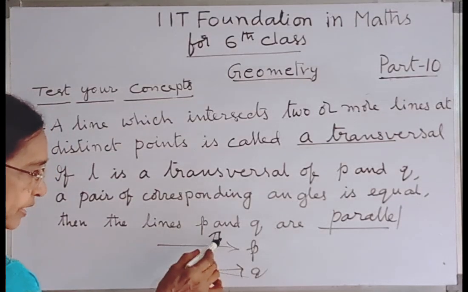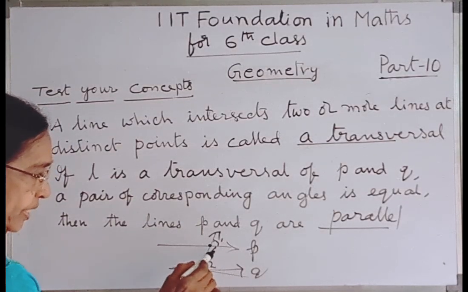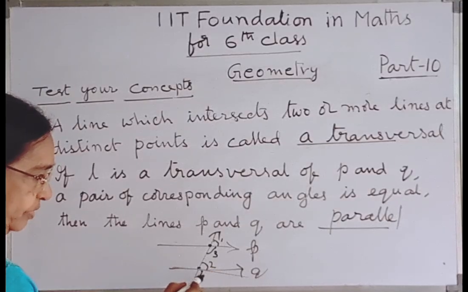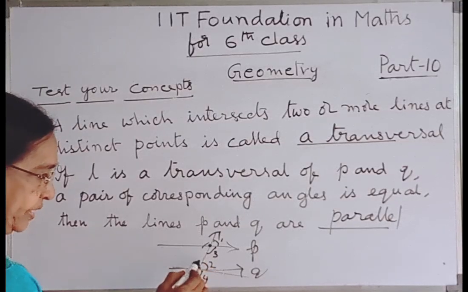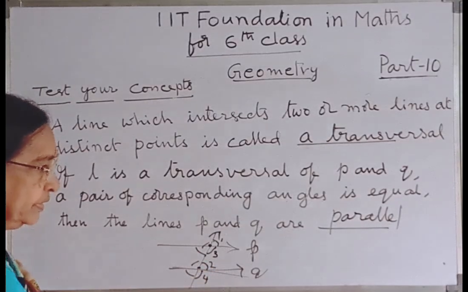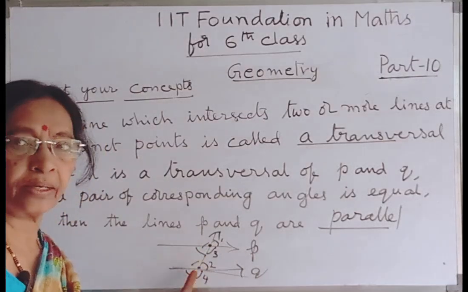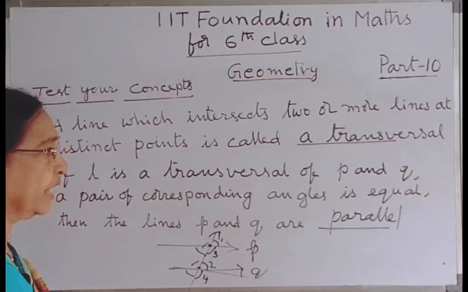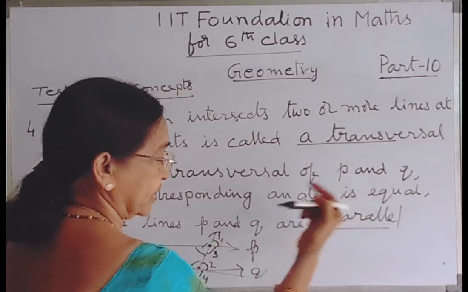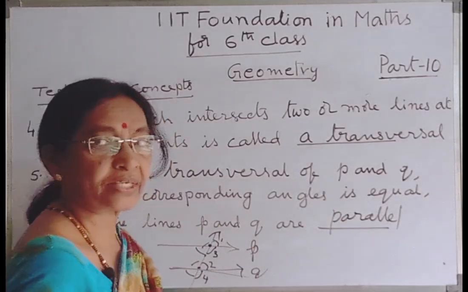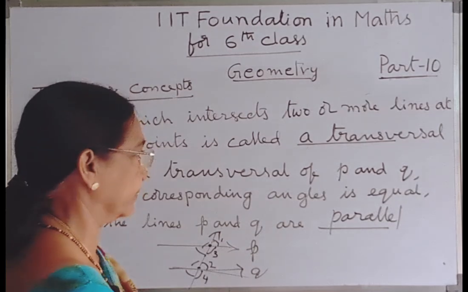So this angle 1 is equal to angle 2. Angle 3 is equal to angle 4. Similarly, this side. So only if P and Q are parallel, the corresponding angles are equal. Here, as the corresponding angles are equal, the two lines are parallel to each other.